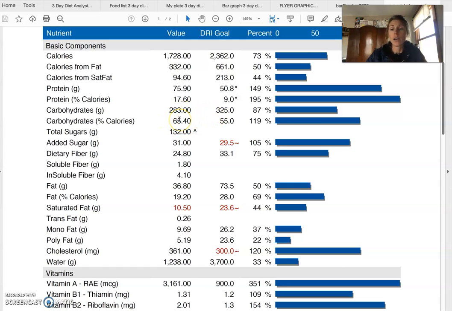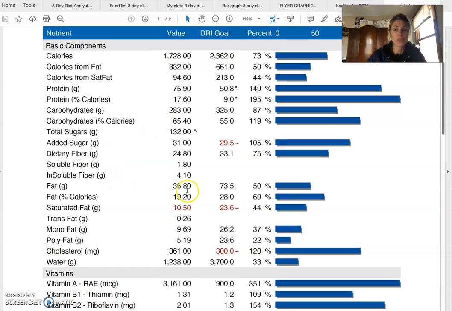The total percent of calories coming particularly from carbohydrates was 65.4%. So almost half of their calories came from carbohydrates. Remember that the macronutrient distribution range is 45 to 65%. So they were just slightly over that range.